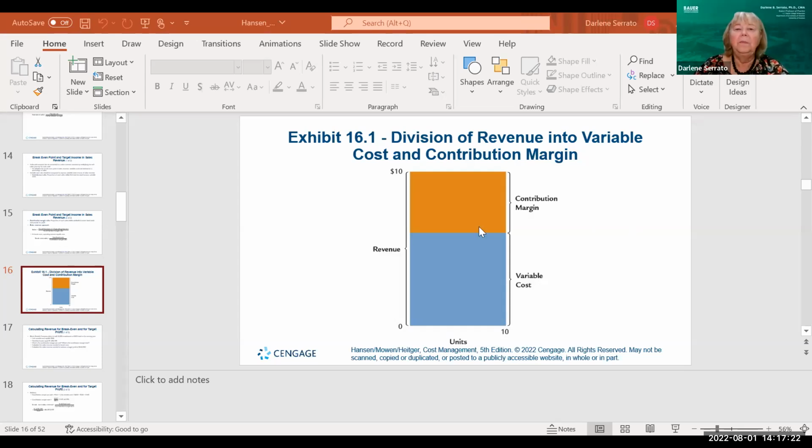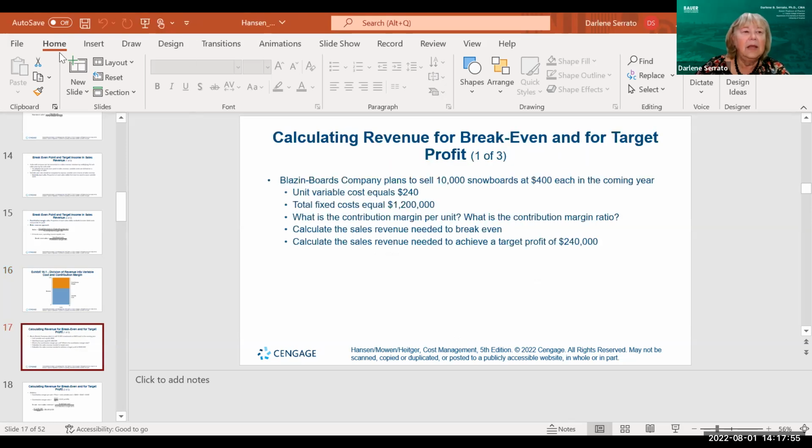So, the contribution margin is the difference between revenues and variable expenses. Okay, so contribution margin can be done on a dollar basis. It can also be done on a per unit basis. So we need to pay attention to whether you want to do a per unit basis or a total dollar basis. So the next one.